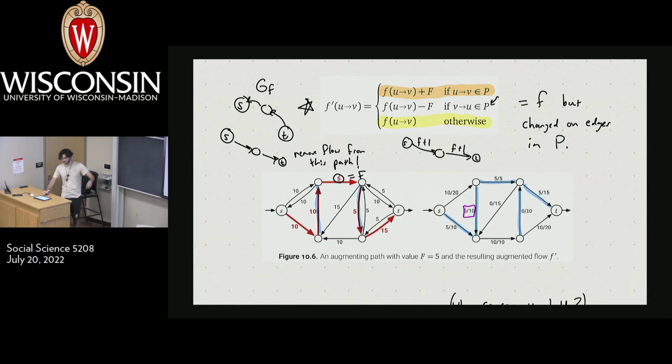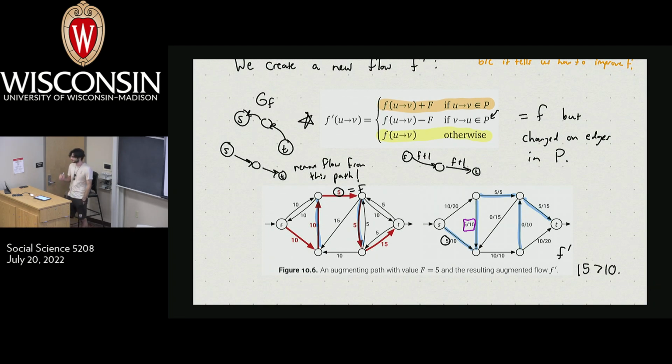So overall, this is the new flow F prime. And notice it has a larger flow value. So the original had flow value 10, but now this one has an extra plus 5 leaving S. So the new flow value is 15, which is better than 10. So any questions on this?